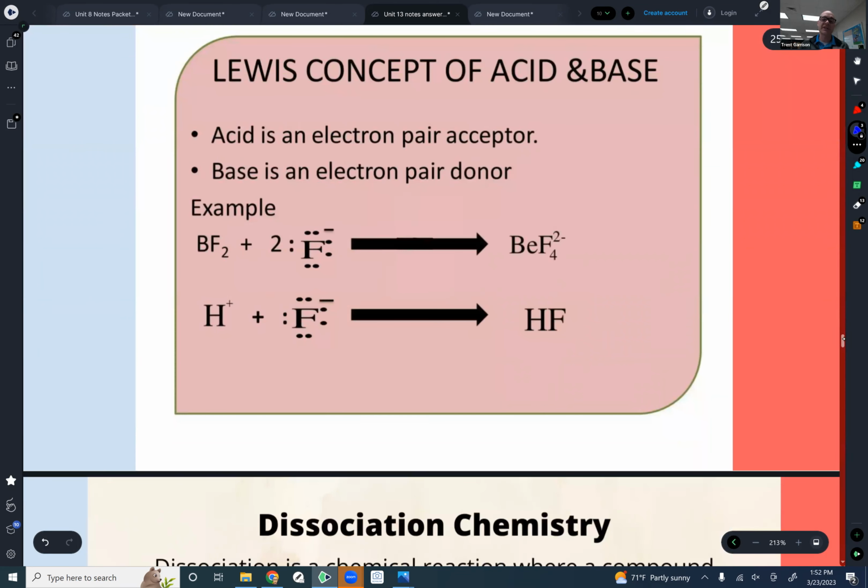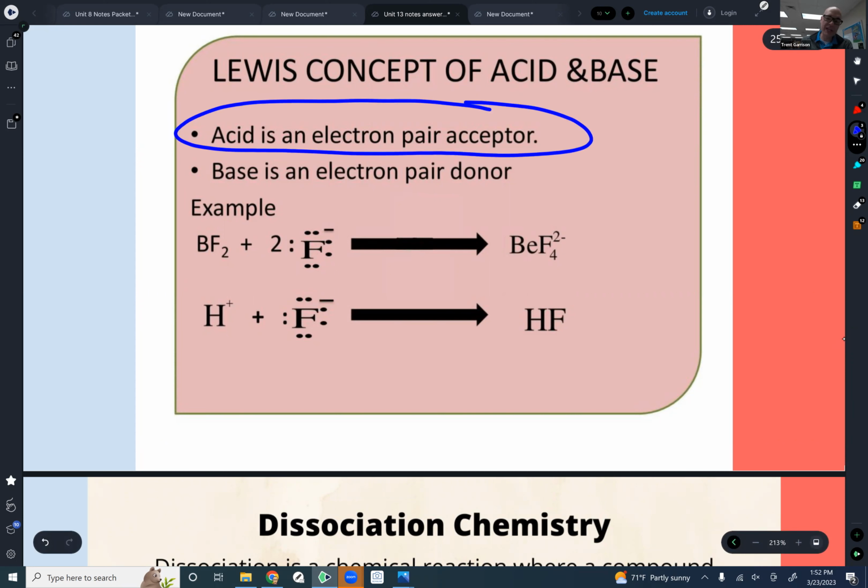And what we focus on instead of hydrogens, instead of hydroxides, OHs, we focus on the electrons. So what you will see is that the acid, instead of donating hydrogens, what we focus on is that the acid accepts electrons. In exchange for giving away your hydrogen, you are accepting electrons. The base is the opposite. The base is going to donate the electrons.